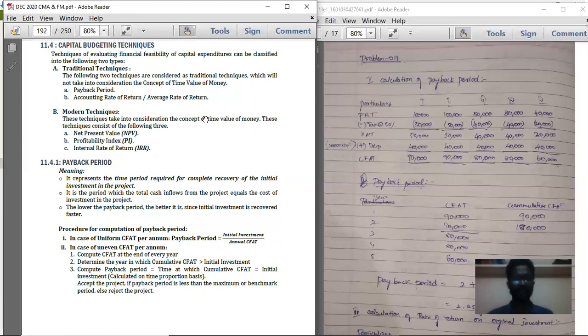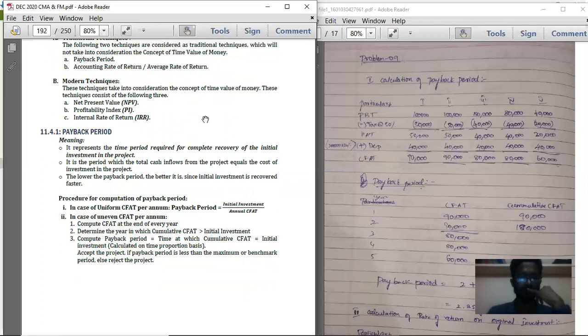So there are three different techniques, that is net present value, profitability index, and internal rate of return. We'll discuss every single topic one by one when we are solving the problems. So net present value, profitability index, and internal rate of return, all these three are modern techniques.